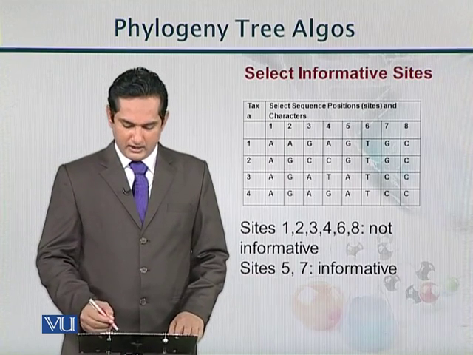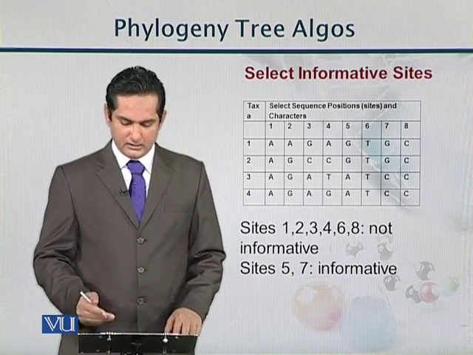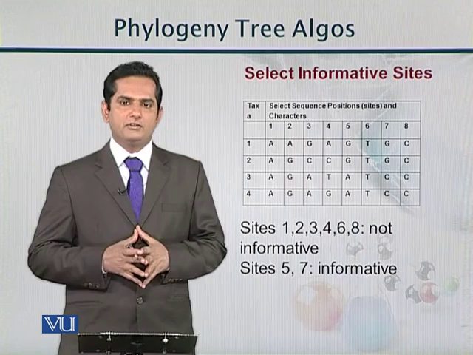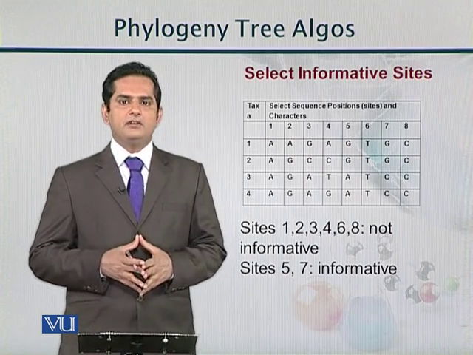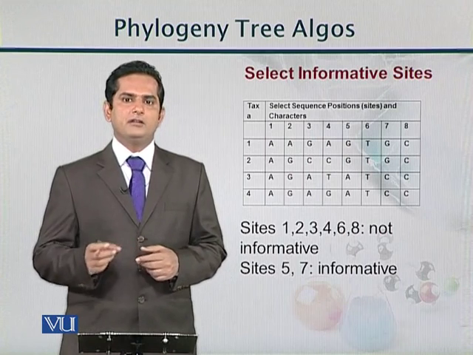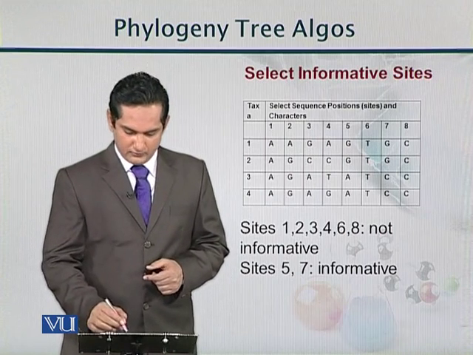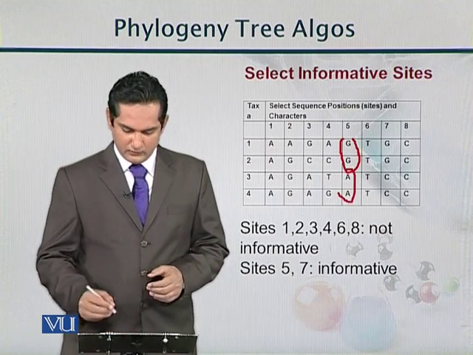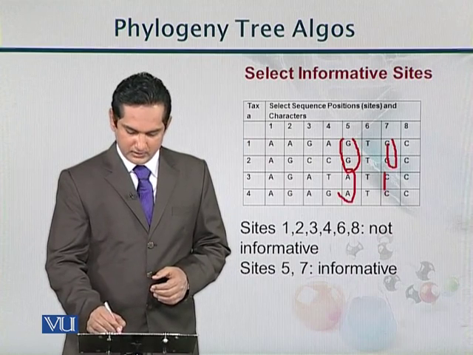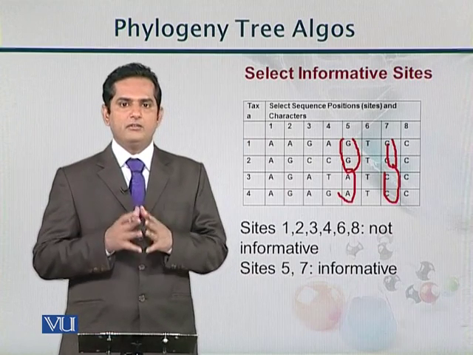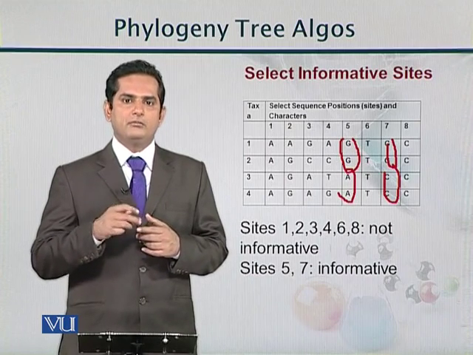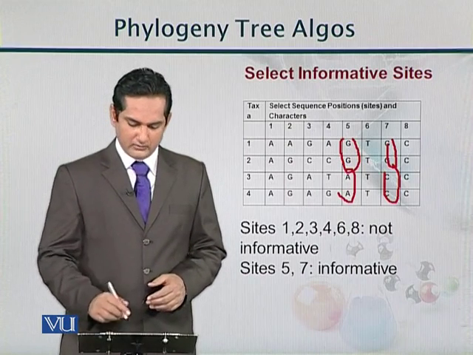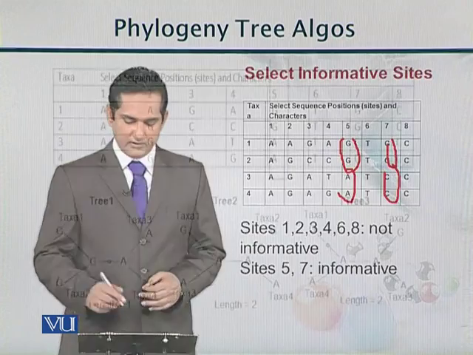I have said that sites 1, 2, 3, 4, 6 and 8 are not informative. On the other hand, 5 and 7 are informative. How do I say that these are informative? If I look at the fifth one, we see there are two characters which are repeated, G and A, which each have two occurrences. In the seventh one again, we have two G's and two C's. For a site to be informative, it should have a minimum frequency of 2, and it should be repeated in the same column. So here I have chosen these informative sites as 5 and 7.